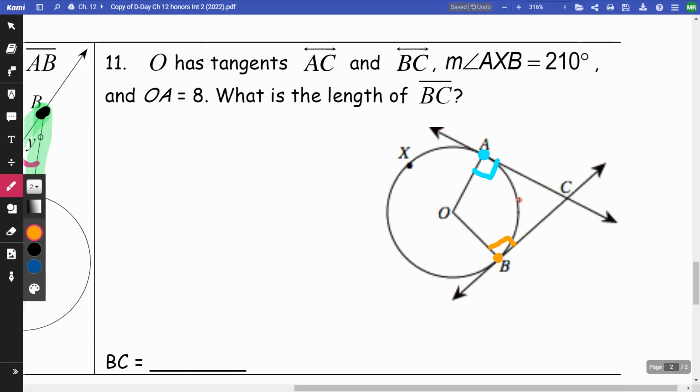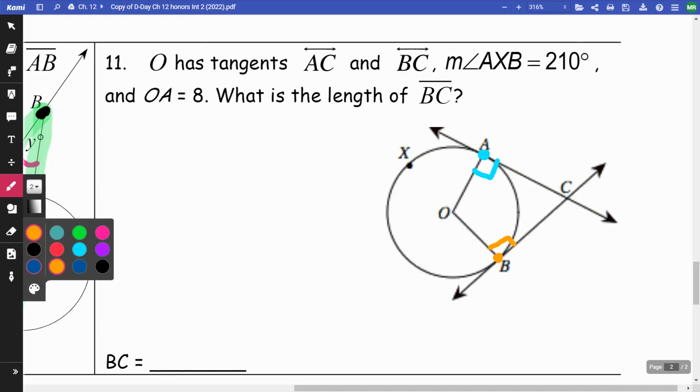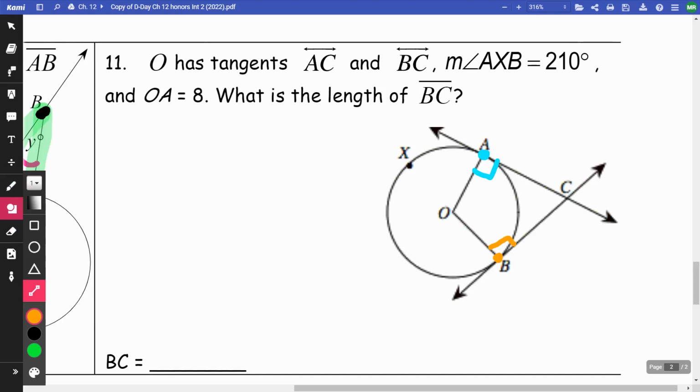We know that the measure of angle AXB, let me just draw that in. I'll draw that in pink. Okay, so AXB.